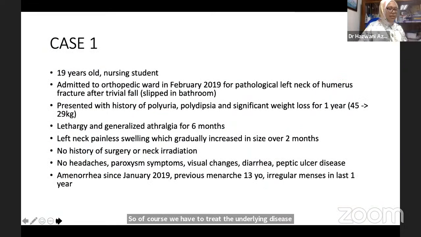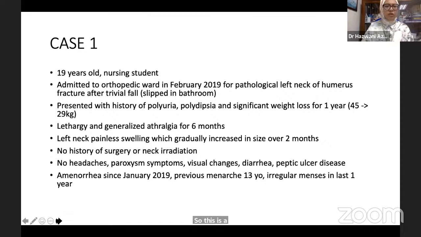Okay, I have two cases to portray here. Two interesting cases, quite long, but we will go through together. So this is a young girl, 19 years old, admitted to the orthopedic ward for pathological fracture, left neck of humerus, from a slip in the bathroom, meaning this is a fragility fracture. She had hypercalcemic symptoms, polyuria, polydipsia, significant weight loss for more than 1 year, and lethargy and generalized bony pain, but never sought any medical attention before that. She was amenorrheic also since the start of the illness.